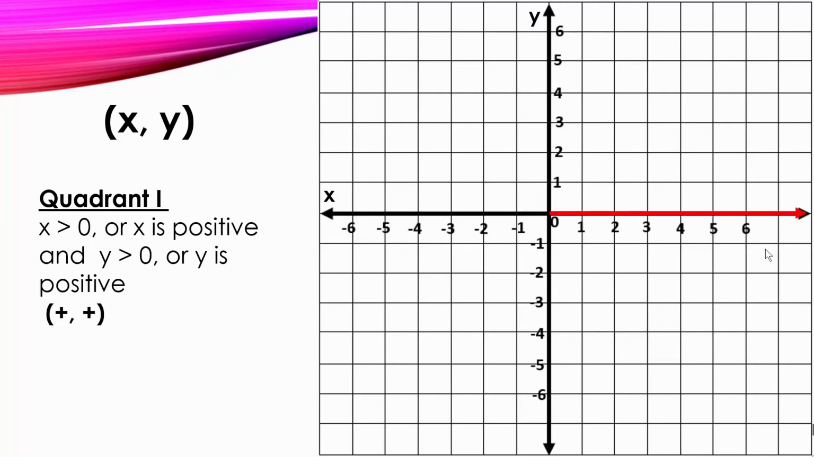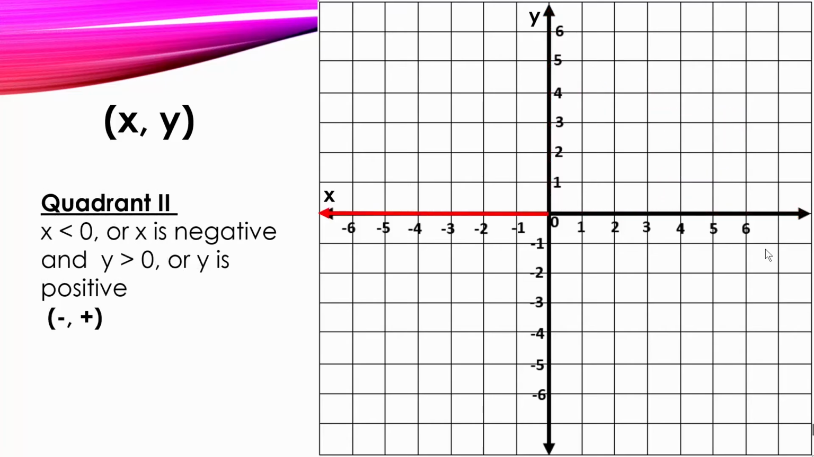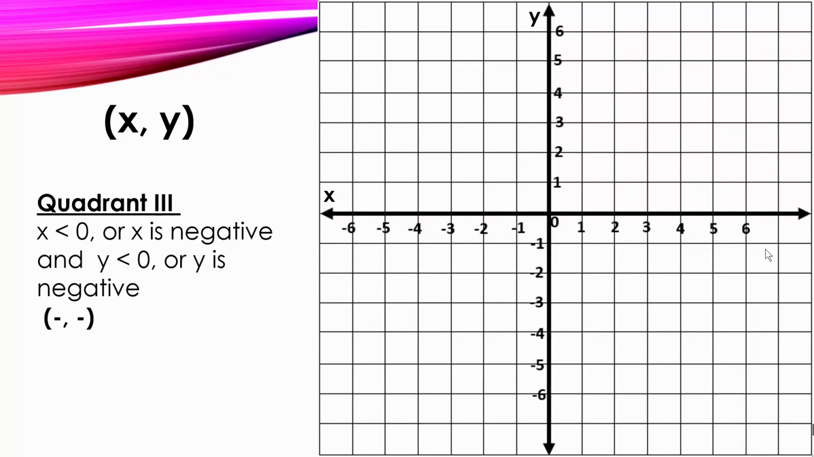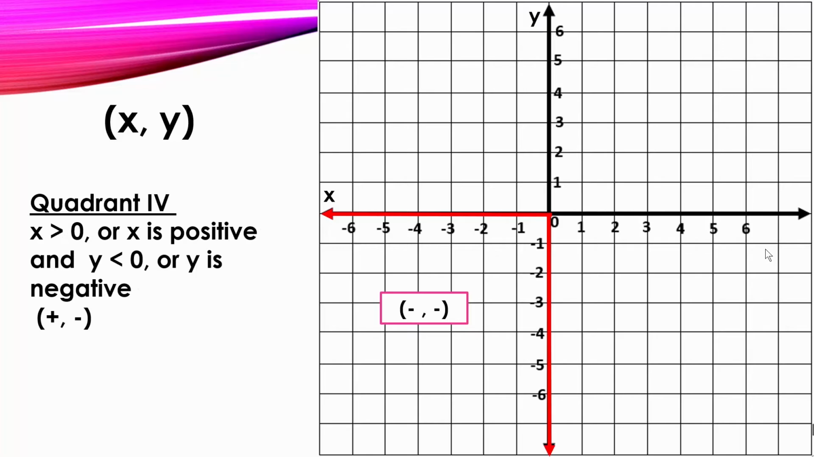In quadrant 1, x is greater than 0 or x is positive, and y is greater than 0 or y is positive. In this quadrant, the signs of the coordinates are positive, positive. In quadrant 2, x is less than 0 or x is negative, and y is greater than 0 or y is positive. The signs are negative, positive. In quadrant 3, x is less than 0 or x is negative, and y is less than 0 or y is negative. The signs are negative, negative. In quadrant 4, x is greater than 0 or x is positive, and y is less than 0 or y is negative. The signs are positive, negative.